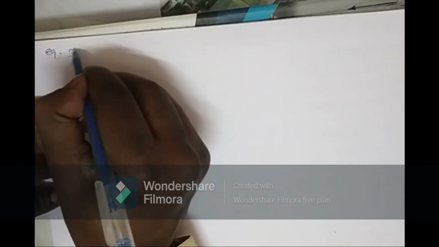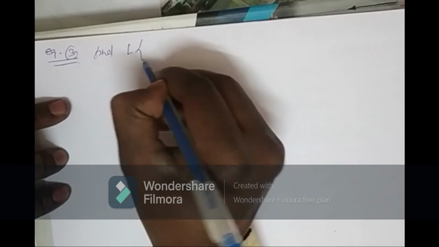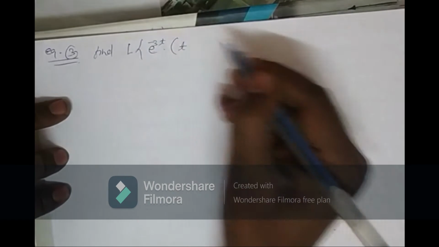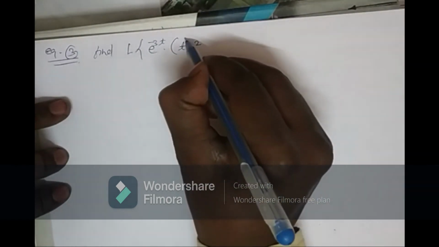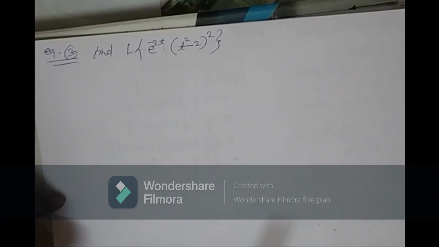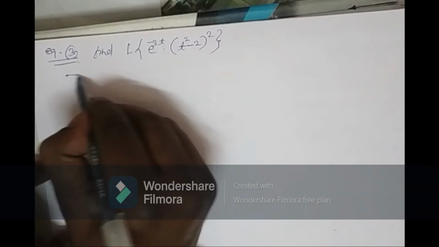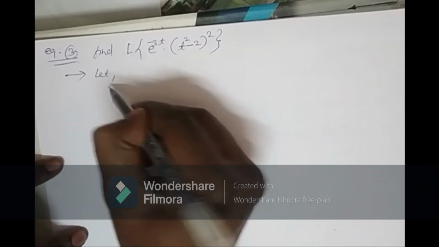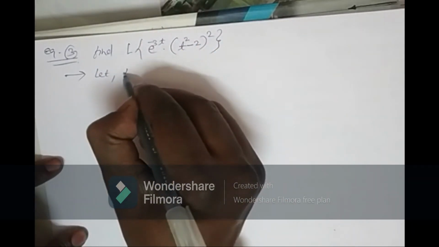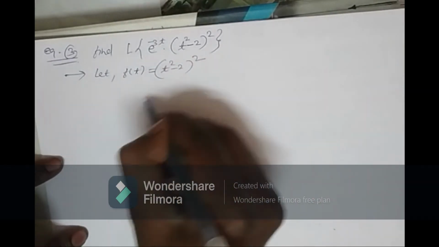So example number 3, find Laplace transform of e raised to minus 3t in bracket t square minus 2 raised to 2 bracket close. Such types of examples will be asked in the examinations. So how to solve this? Here, if you remove this e raised to minus 3t, then this is your small f of t. So let f of t is equal to t square minus 2 bracket square.